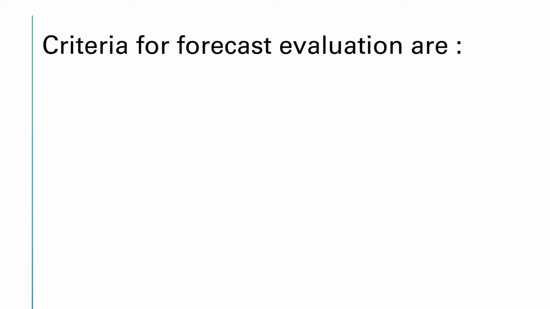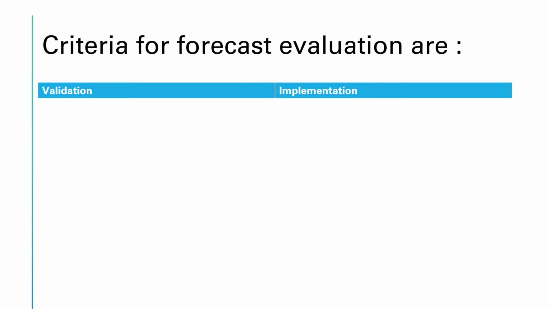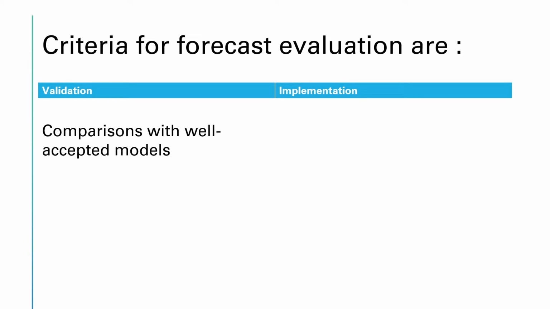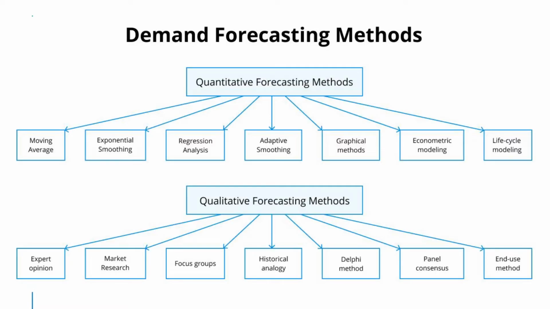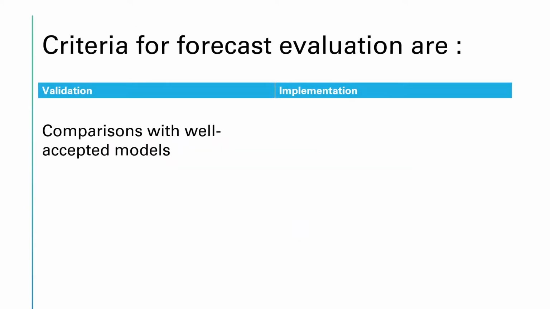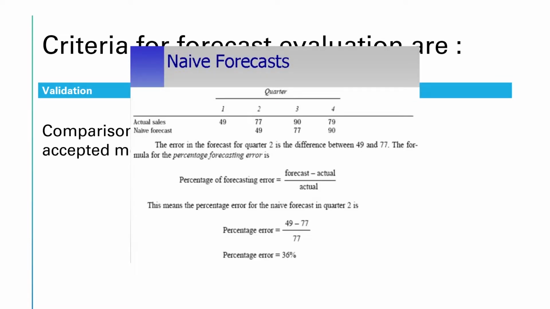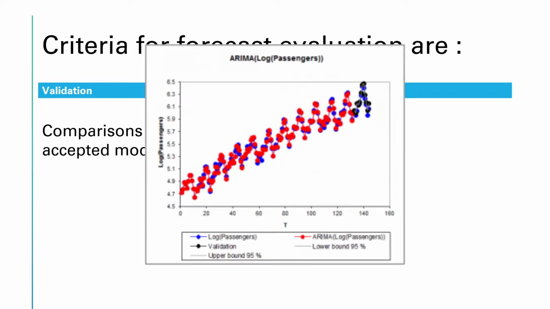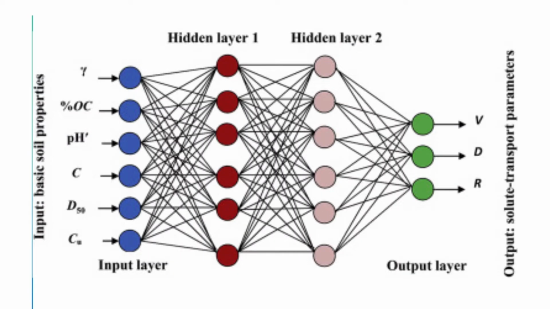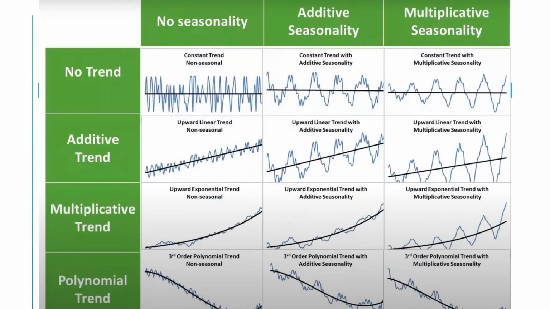Let's discuss the criteria for forecast evaluation. There are two indicators, validation and implementation. First, there's a comparison with well-accepted models. On the picture you can see a lot of models exist and you should compare them with each other to see which is the best fit. For example, the naive model, ARIMA forecasting, artificial neural network, or simple exponential smoothing models. We should compare them to each other and choose the relevant one.